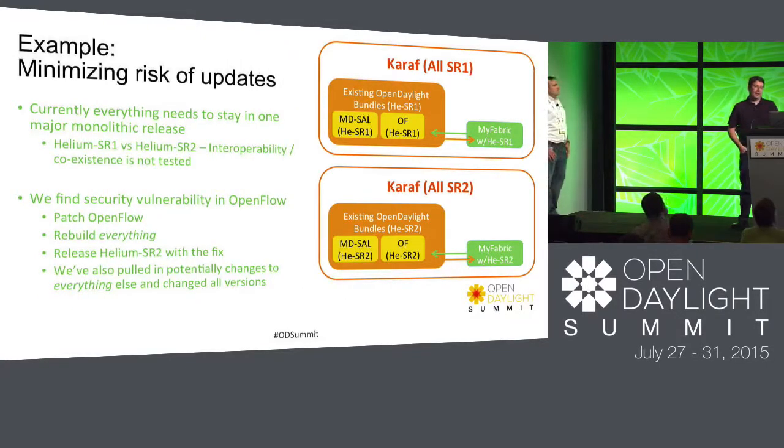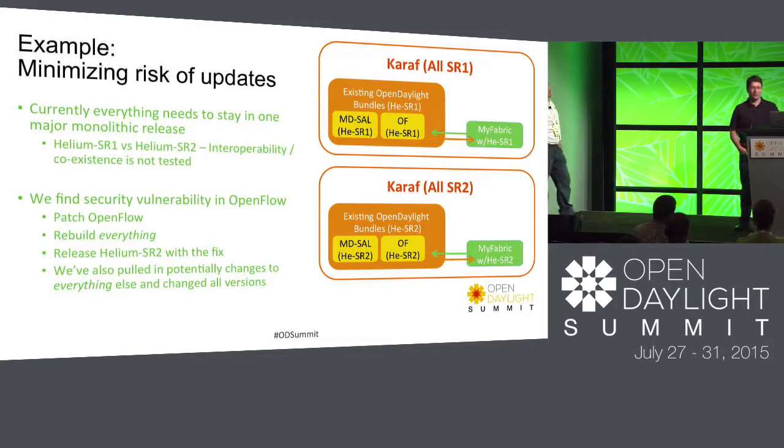We also have another really good example, which is minimizing risks of updates. Right now, everything is one giant monolithic release. And everything needs to stay in that one giant monolithic release because of how our release processes work. And the result is that if we find a vulnerability in OpenFlow, we patch OpenFlow, and we can't just ship OpenFlow. We have to rebuild every single project in all of OpenDaylight, and then put that together, including the patched OpenFlow and all the other patches that happen to have been made to other projects, and test it all.